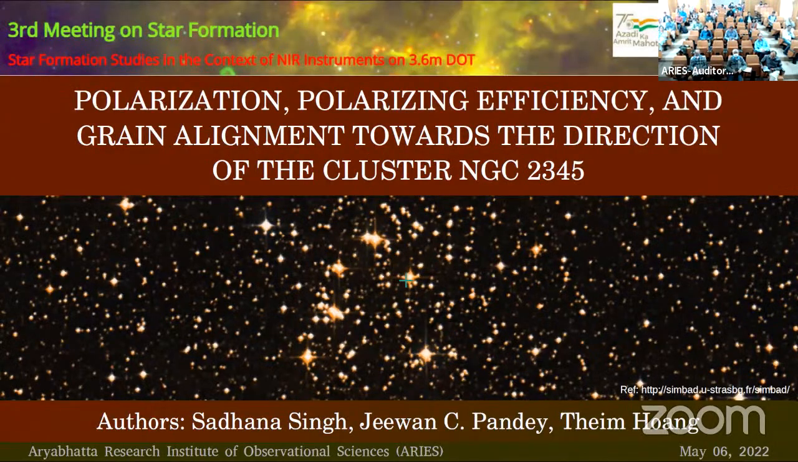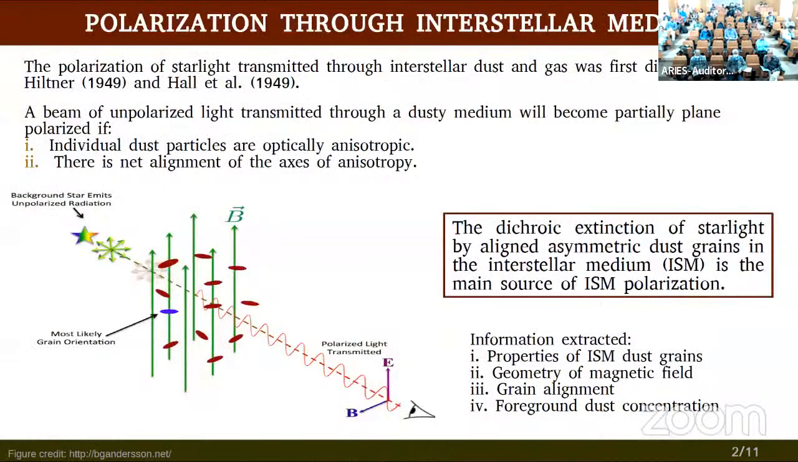So this is the region of the cluster NGC 2345, which lies at galactic longitude 226 and galactic latitude minus 2.0 degrees. Here I am working mainly on interstellar medium polarization. The first information about interstellar medium polarization was given by Hiltner and Hall in 1949. They presented three observational aspects: first, the correlation of polarization with reddening; second, the parallelism of polarization vectors; and third, the variation of polarization with wavelength.